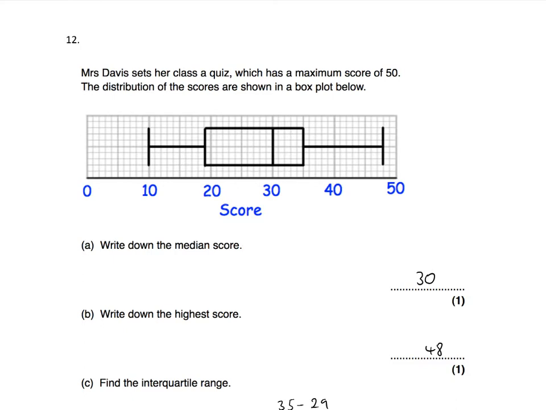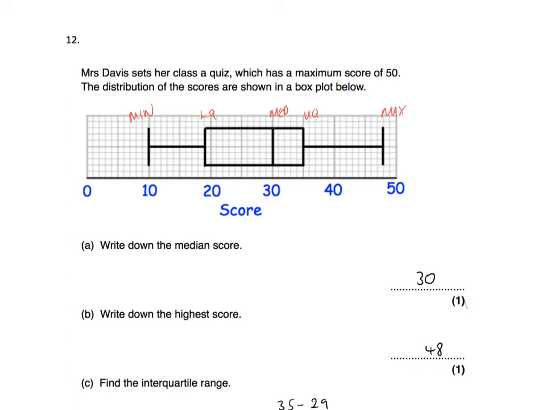Okay, this question on Boxplots, you should know that this is the min value, this is the max value, this is the median, this is the upper quartile, and this is the lower quartile. Write down the median score, 30. Literally just finding it there, middle line there, 30. Write down the highest score. The highest score, 48. Again, reading the scale, 48.